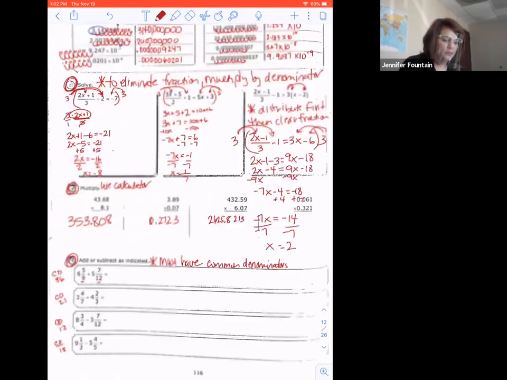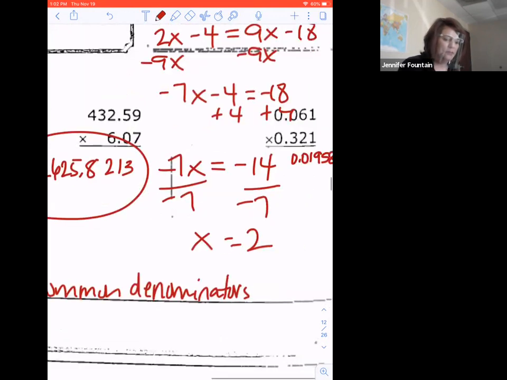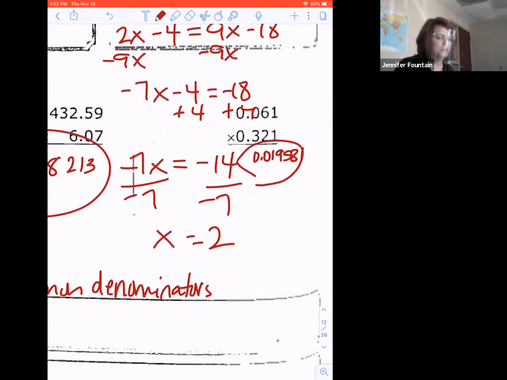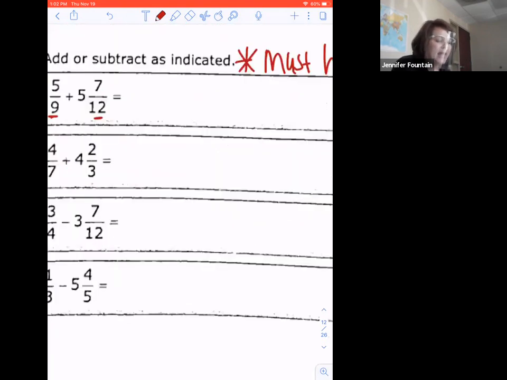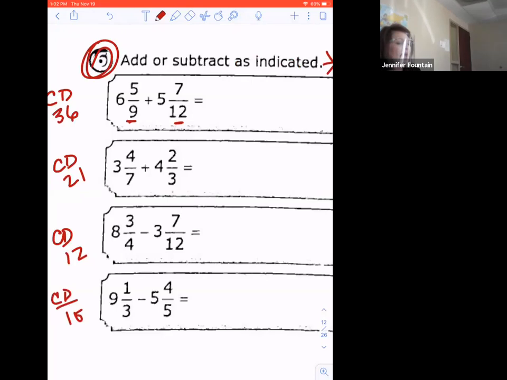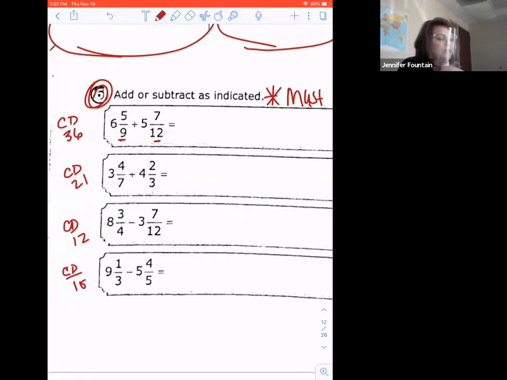Okay, so any questions on multiplying our decimals? All right, and then adding or subtracting as indicated. Remember, I said when I add or subtract, I've got to have common denominators. We even looked and said, hey, these are what the common denominators are going to be here. Okay, so we said our first one will be a common denominator of 36. If we wanted to make our mixed numbers into improper fractions, we would need to do that for subtraction. So we can do that for addition too if we want to.